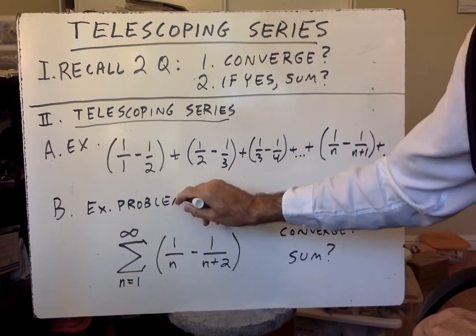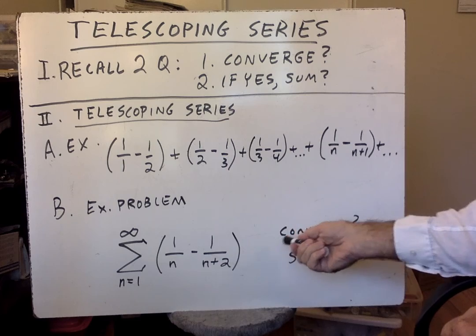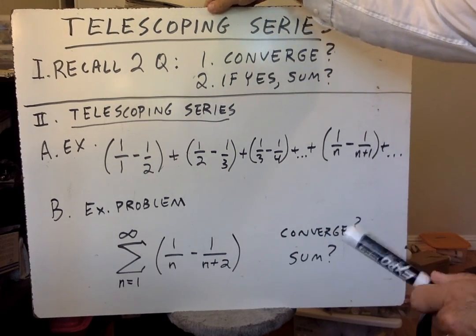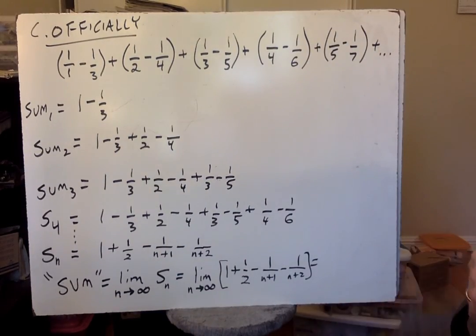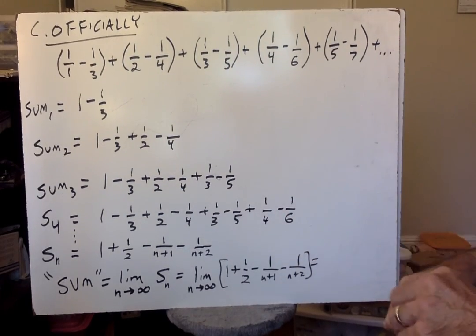Here's an example problem. Here's a series given in n notation, and we ask the question, does it converge? And if it does, can you calculate the sum? So let's write this series out and talk about figuring out whether it converges and finding a sum for it. So here is the series written out. And this board will show you the official way to do this so that you understand fully the theory behind it, but then we'll look at a shortcut on the next board.